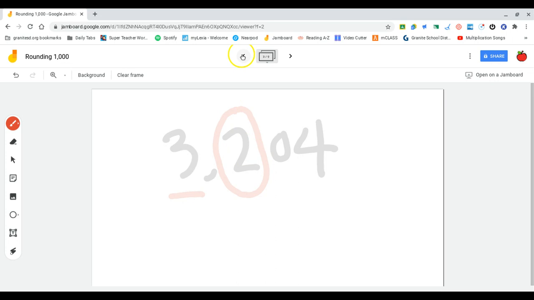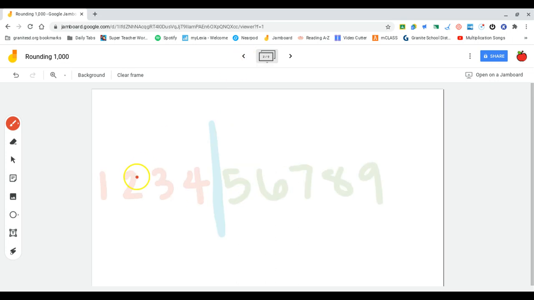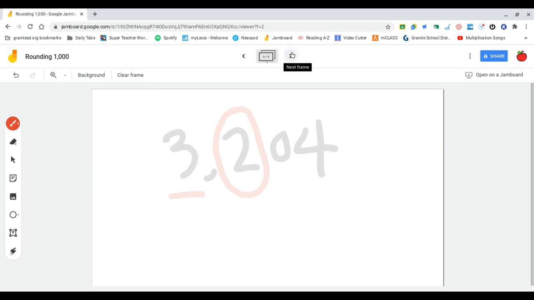So if you remember back on this slide, a 2 rounds down. So numbers to the left, which is a 3, are going to stay the same. And then since we're rounding down, the 2 is going to turn into a 0. And everything to the right side is also going to be a 0. So this answer is 3,000.